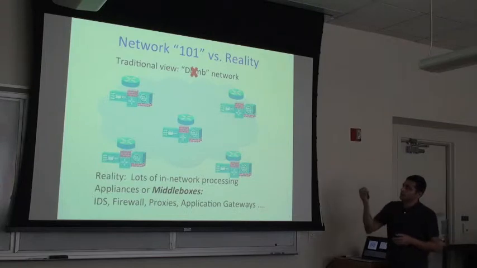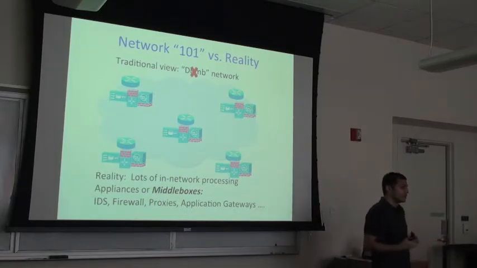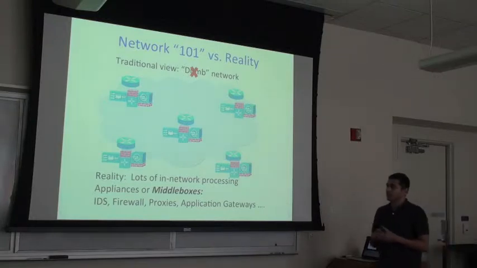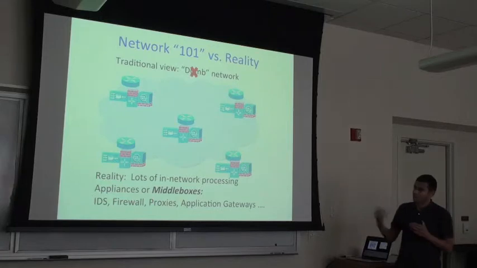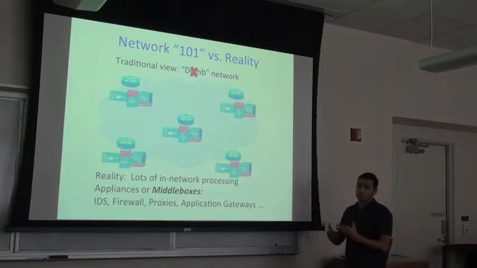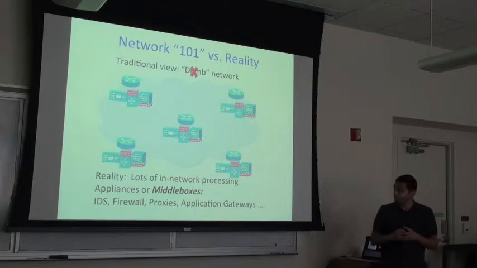And the reality is that there's actually a lot of complex in-network processing going on. There's a lot of stateful middle boxes and network appliances. Things like intrusion detection systems, firewalls, proxies, application gateways, and the whole gamut of complicated processing that's happening inside the network.